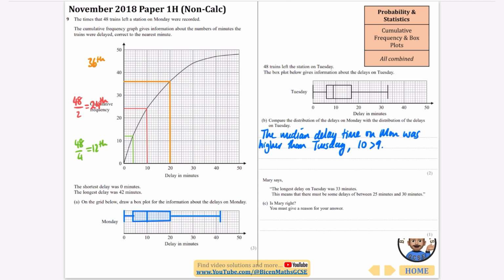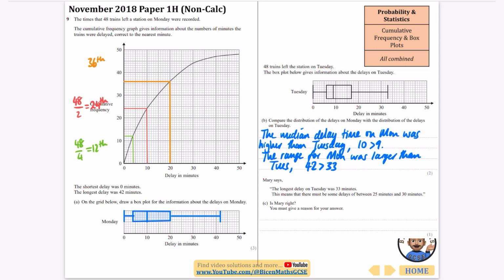Now we're going to compare the ranges, or the interquartile range. Well, I'm probably just going to do the range because I think the range is so easy to do for this. I'm going to say that the range for Monday was larger than Tuesday. And again, you can see the range is 42 versus 33. So that's 42 being greater than 33. Of course, if you wanted to, you could do the interquartile range. I've got one of them in the context of time, which is what it's talking about. That's what it wants here.